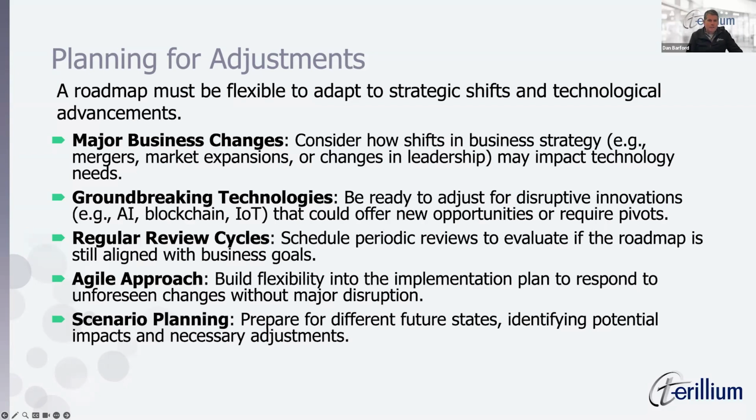Other technologies that are disruptive, we're seeing things with blockchain and artificial intelligence that could offer brand new opportunities that didn't exist when your roadmap was built. So understanding how to introduce those to the roadmap and pivot accordingly is important. And the way to do that is by having regular review cycles, right? We don't do set it and forget it in this case. We set it and then we continue to monitor it so that we can continue to stay aligned.